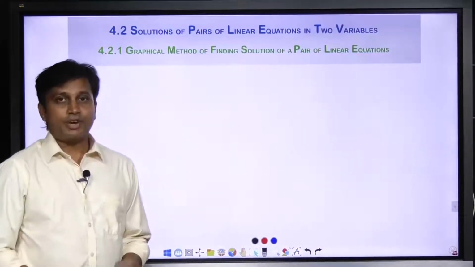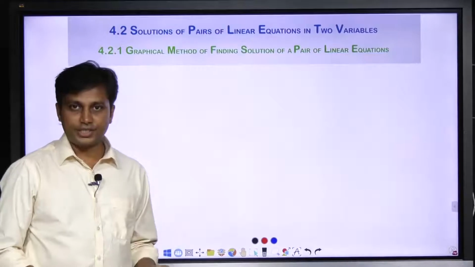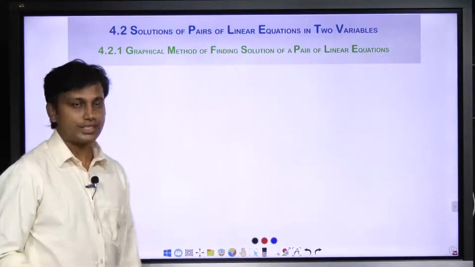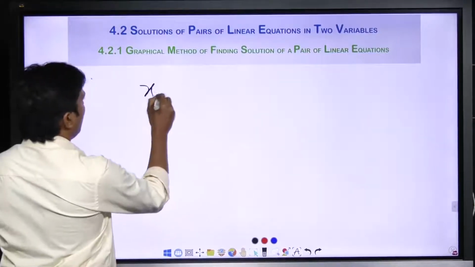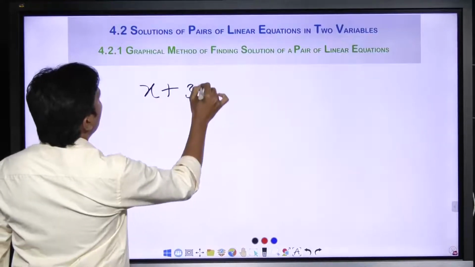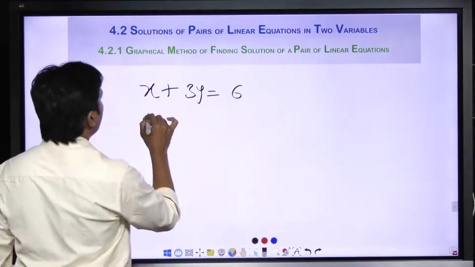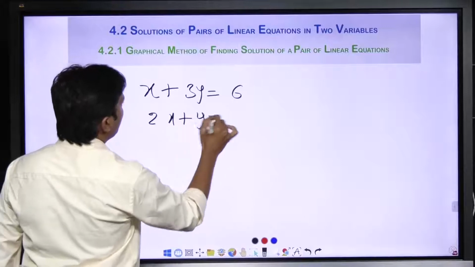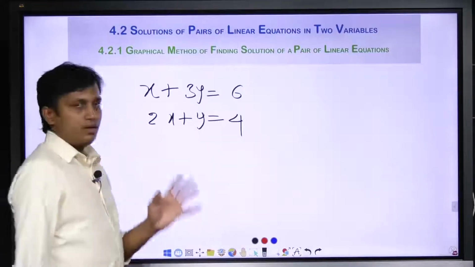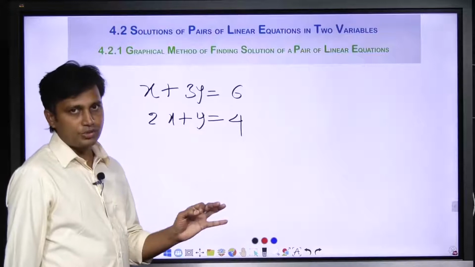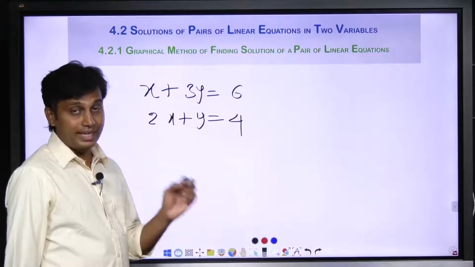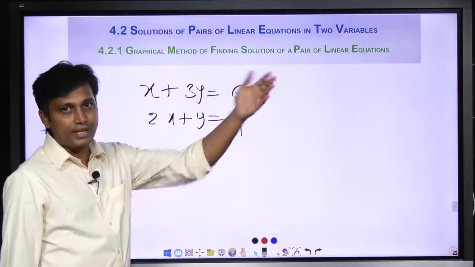So now let us see one more method for solving simultaneous equations or a pair of equations. Just see, x plus 3y equal to 6, 2x plus y equal to 4. Now this is called the method of substitution. Why we are calling it by that name, I'll tell you at the end of this process.